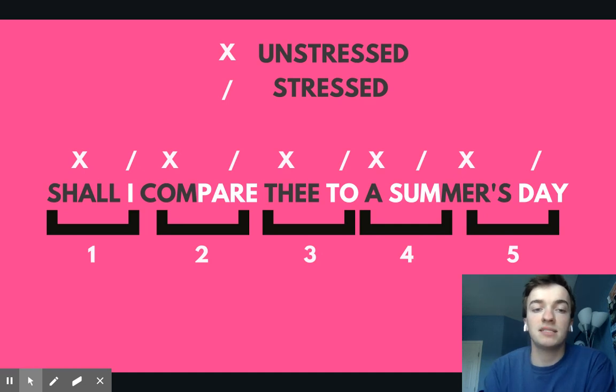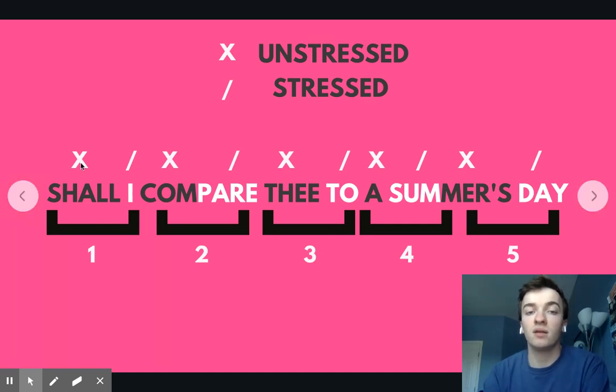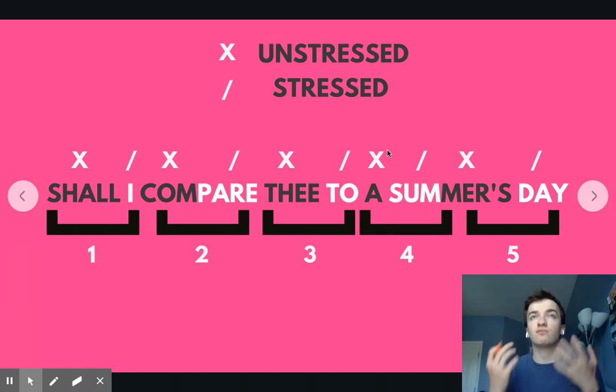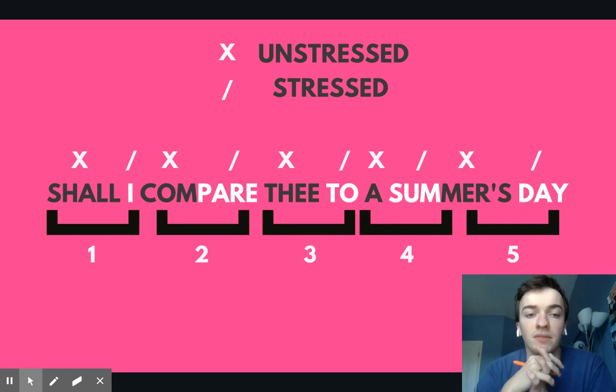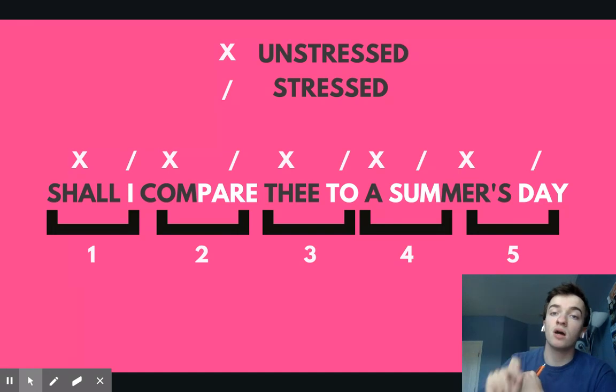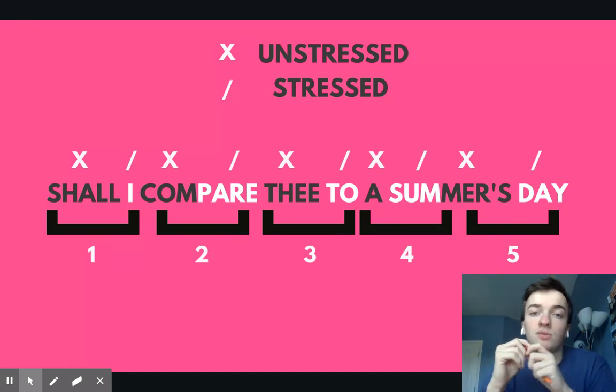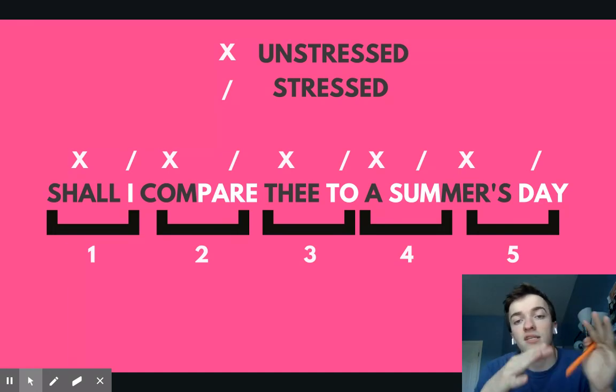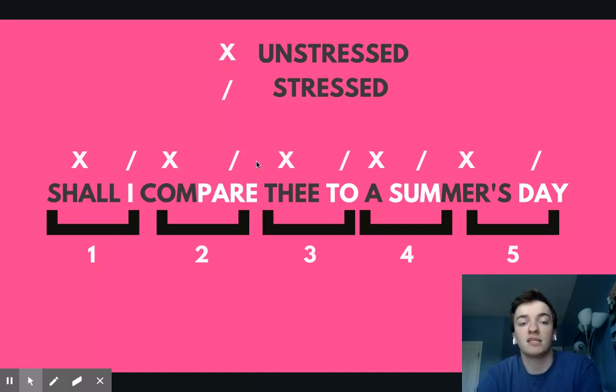What that means is that a metrical foot is one unstressed syllable and one stressed syllable going together. It kind of gives this rhythmic pattern to the language. So if you look at this with the unstressed and the stressed, I'm going to say it out loud and you should be able to hear it. Shall I compare thee to a summer's day? So that is that unstressed, stressed syllable going together to make this metrical foot.